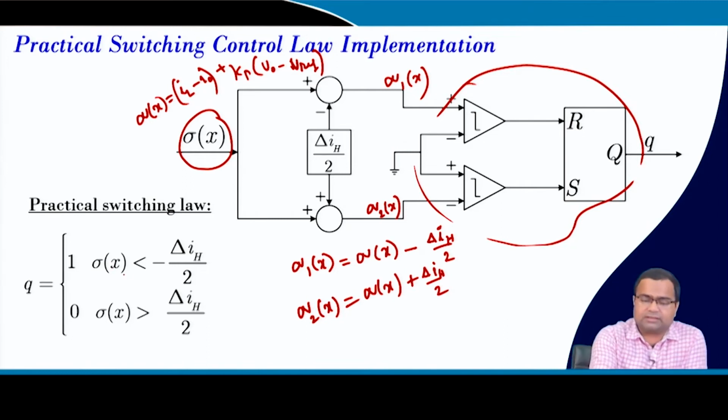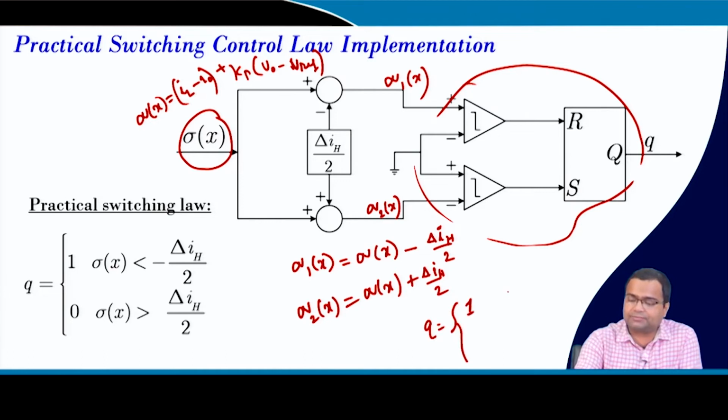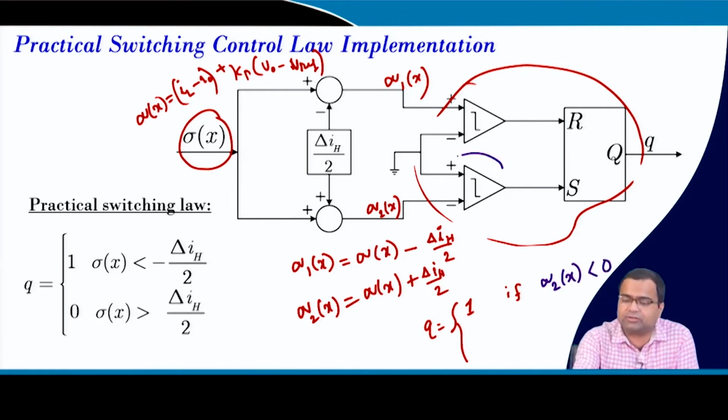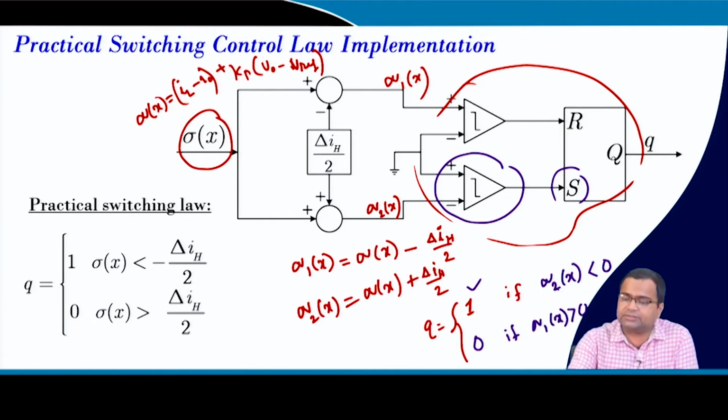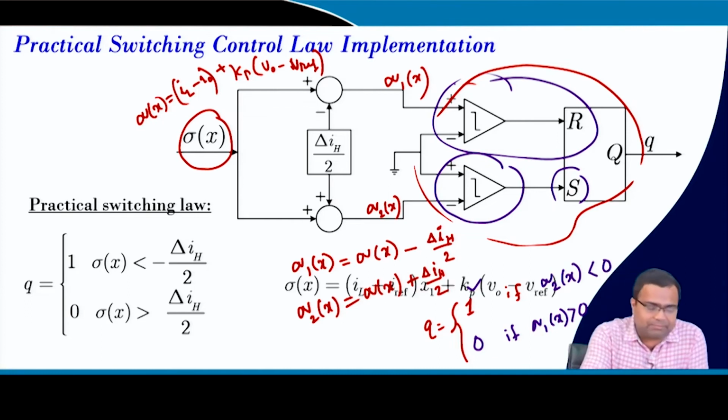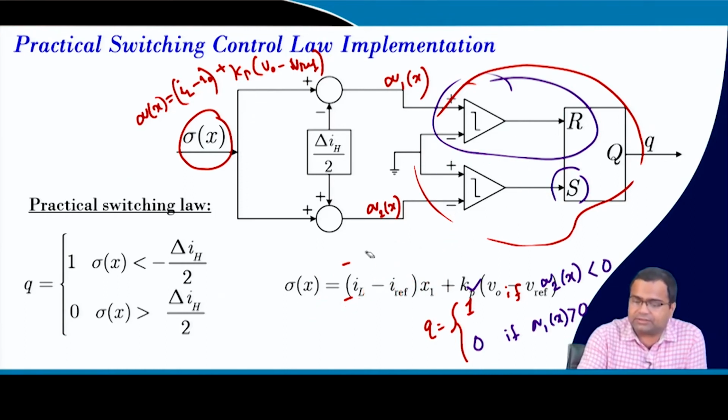That means, what we got, q equal to 1 if sigma 2x is less than 0. You see, this is the logic that it will set, it will become 1, and it will be 0 if sigma 1x is greater than 0, and this is a logic. So, we can implement this logic, and we can realize this logic.